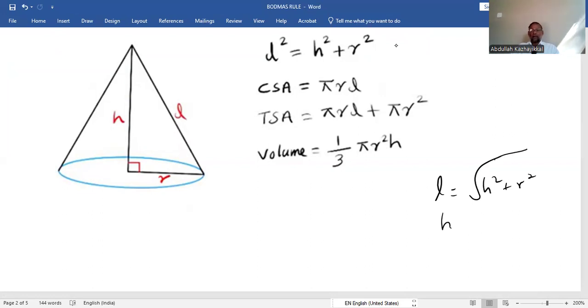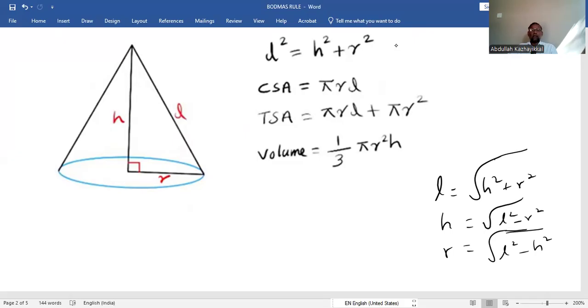After that, we can find out H and R, that is simple algebra. No need of by-heart thinking. Understand things. Please don't by heart. So from here, H is equal to root of L square minus R square. R is equal to root of L square minus H square. Here, H you want, L and R. Transpose. That is all.